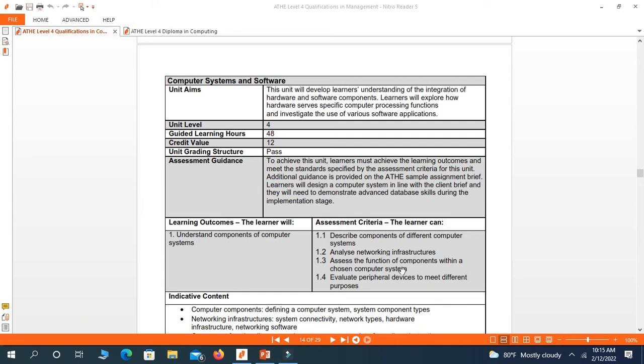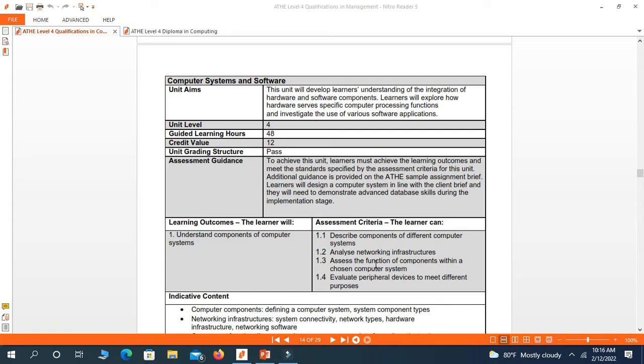Next, we are supposed to analyze networking infrastructures. Then we are supposed to assess the function of components within a chosen computer system. Then evaluate peripheral devices to meet different purposes. So these are the learning outcomes that we are supposed to cover. I have made a PowerPoint presentation for this one. So without talking further, let's get into that.